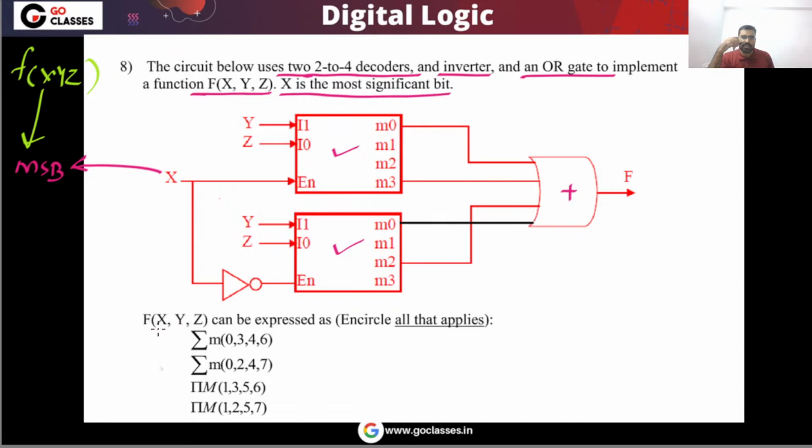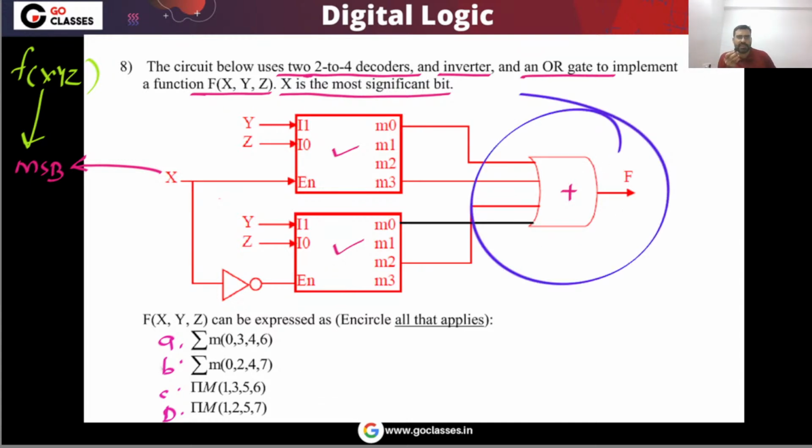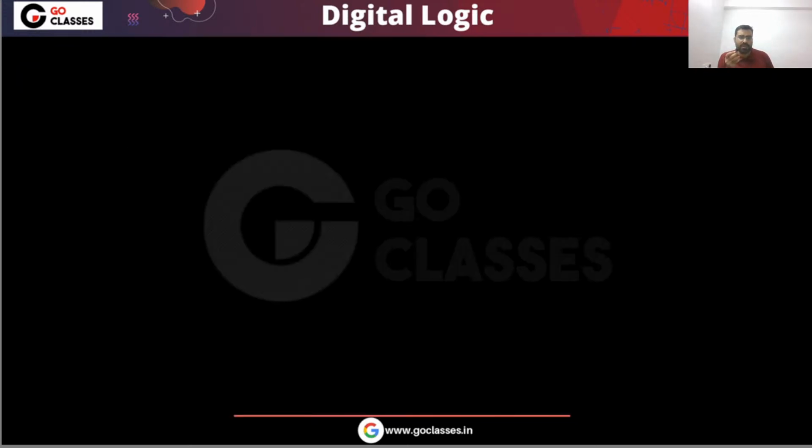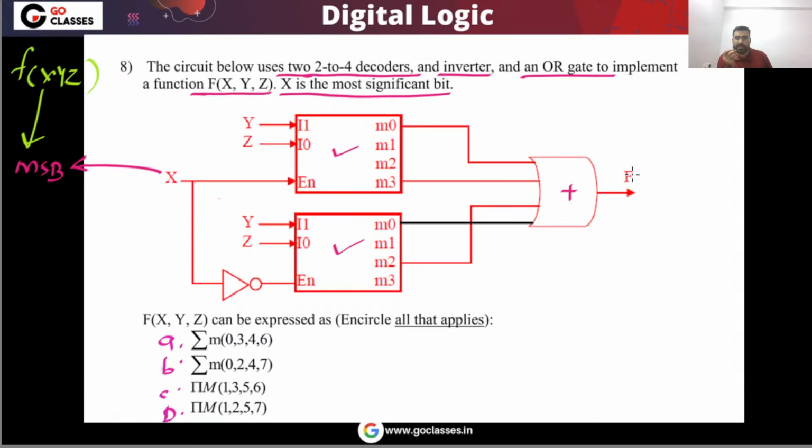Now the question is asking that f(x, y, z) can be represented as option A, B, C, D. So what will be the answer for this question? This question is very easy. Just check, this is your OR gate. Just tell me when f will be 1. F will be 1 when this line is 1, correct? Tell me when this line is 1.